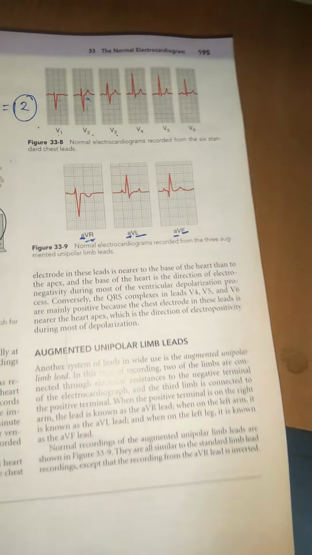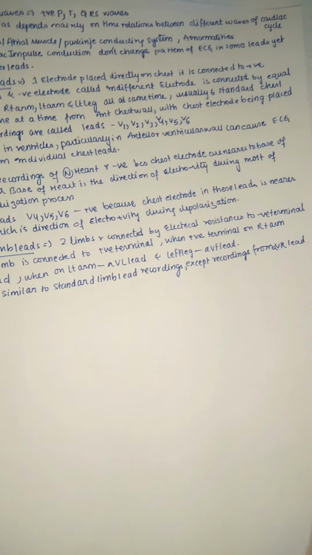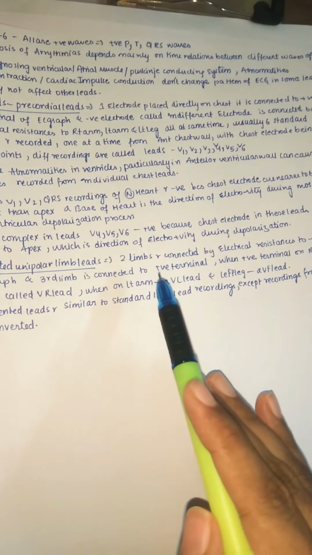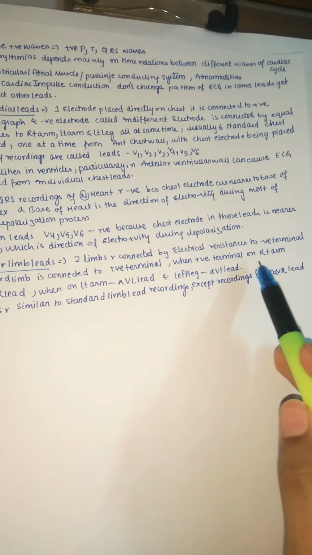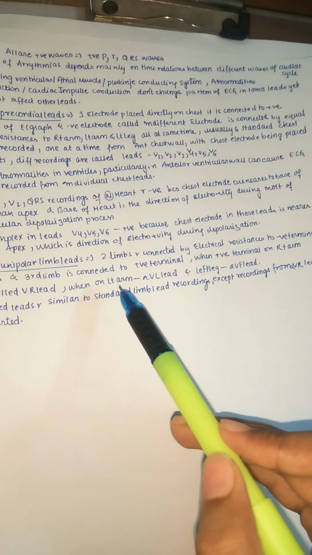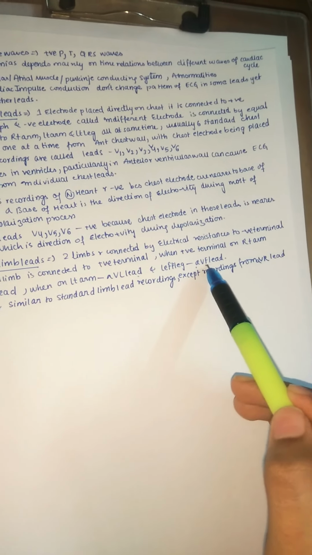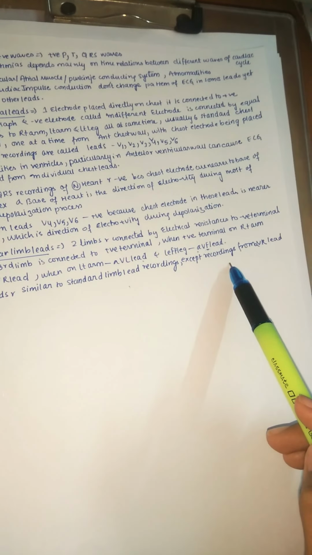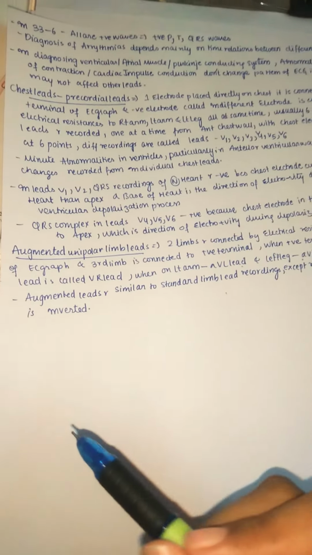So let us see the augmented unipolar limb leads. Two limbs are connected by electrical resistance to the negative terminal of the ECG graph, and the third limb is connected to the positive terminal. So when the positive terminal is on the right arm, the lead is called aVR lead, when on the left arm then it is called aVL lead, and on the left leg then it is called aVF. F means here foot lead. So augmented leads are similar to standard limb lead recordings, except the recording from the aVR lead is inverted. So remember that in the right arm, in the case of augmented, it is inverted.